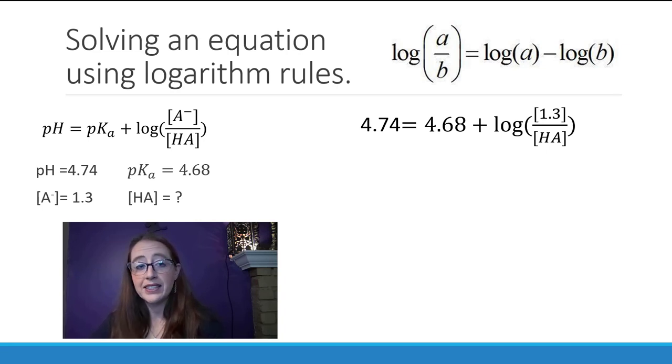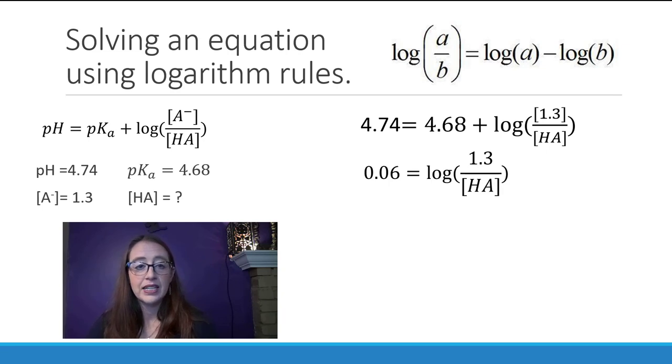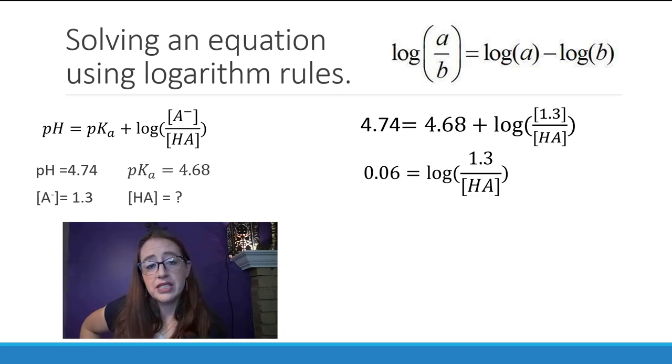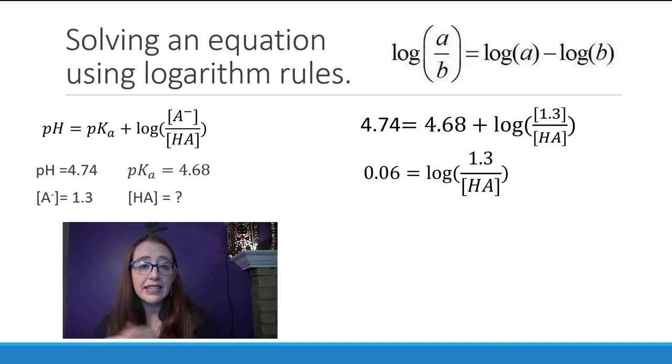Now, probably the easiest way to go about solving this is to move the 4.68 over. So I would subtract the 4.68 from both sides. This gives us 0.06 log of a value with a variable in it. So we can't just do 10 to the power of necessarily, because it gets a little messy. I think it's easier to go through and separate out the logarithm.